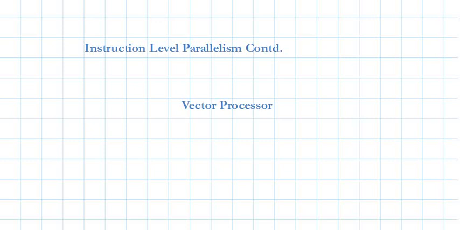Hi guys, this is the last part of the instruction level parallelism tutorial, and in this video we are going to talk about vector processors. In the instruction level parallelism module we have talked about instruction level parallelism as a whole, loop unrolling, and how to implement instruction level parallelism at the architectural level. For that, we have studied SIMD processors, array processors.